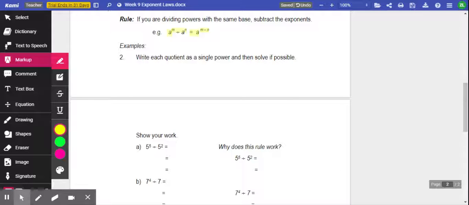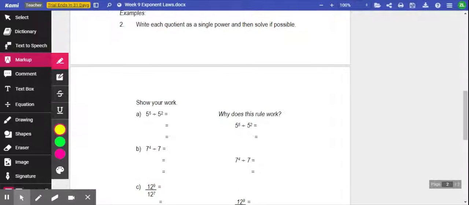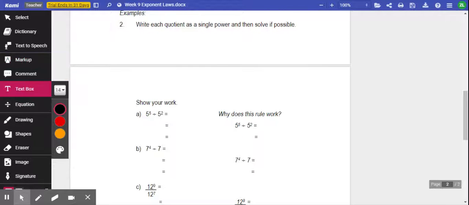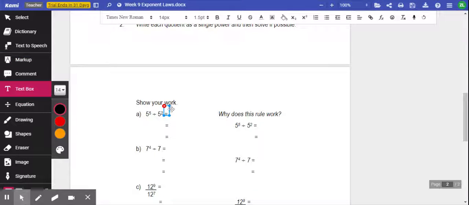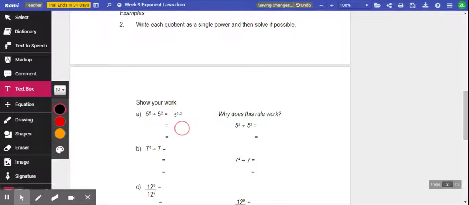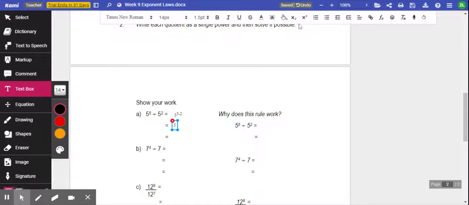So it says write each quotient as a single power and then solve if possible. So we know, once again, just like we did up there, but now it's the opposite. We have 5 to the power of 5 divided by 5 to the power of 2, so 5 to the power of 5 minus 2, or 5 to the 3. And then if we multiplied that through, or we did 5 to the power of 3, we're going to get the answer of 125.